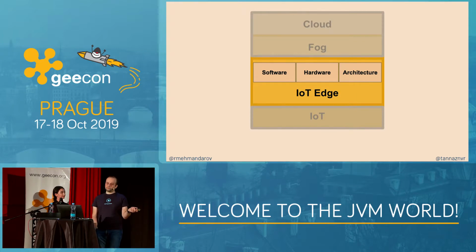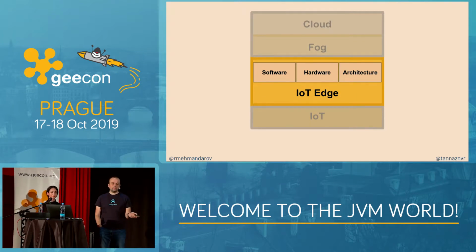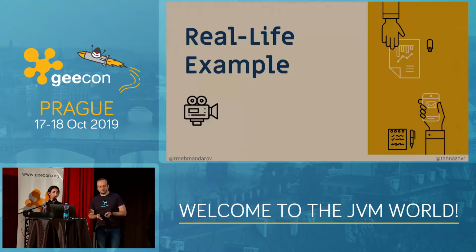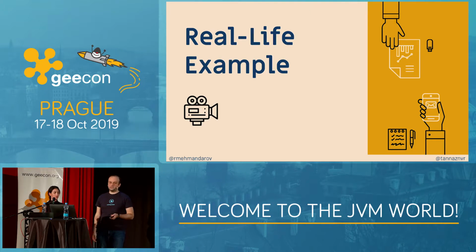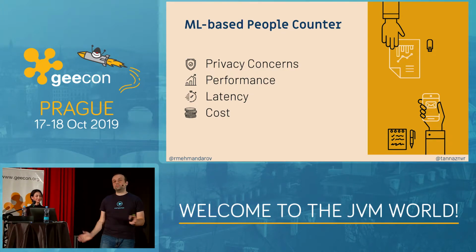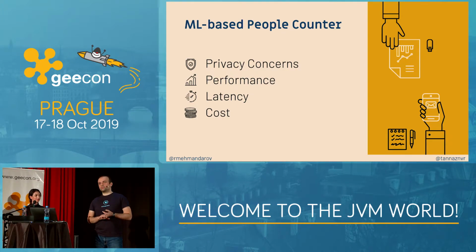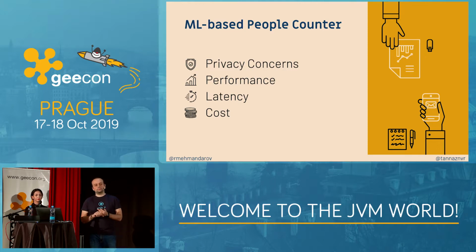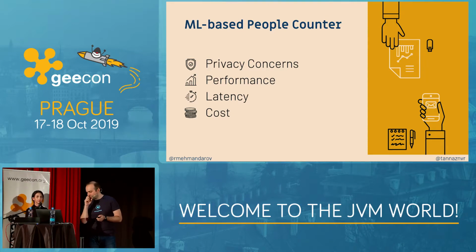Okay, but so now we have IoT Edge. We kind of decided, okay, fine, we need a bit more processing power, so we'll go for IoT Edge. Now we had to look at software, hardware, and architecture, and things like that. And to do that, let's go back to our real-life example, the machine learning or AI, because it's cool, right? ML-based people counter, and our 4 requirements: privacy concerns, so strict privacy policy, not leak data about people, perform well, low latency, low cost.